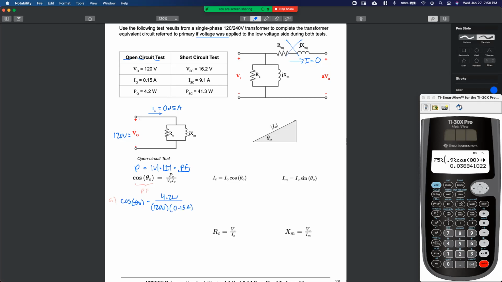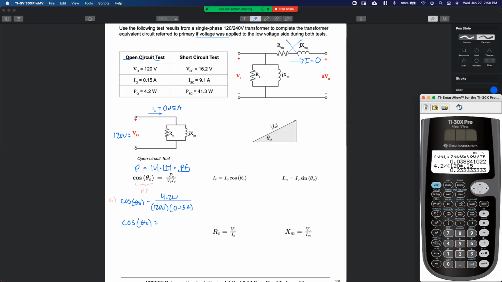0.15 amps. What does everyone get for cosine theta O or your power factor? Let's see, 4.2. And there's a reason why I'm not taking the inverse cosine just yet. Let's see, 4.2 divided by 120 times 0.15. Does everyone get, what was that, 0.233? Good job, Evan, John, Jillian, Addie, Daniel, great. So cosine theta is 0.233. All right, we're going to leave that as is for now.